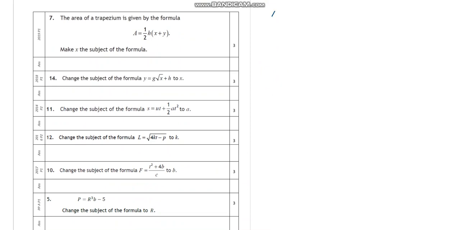Okay, so x is the subject. First thing I would do here is I'd rewrite it like this. If I times something by a half, I'm dividing by 2. And I'm trying to get x as the subject. So I'm going to times both sides by 2. How do I get rid of h? Well, I'll divide both sides by h.